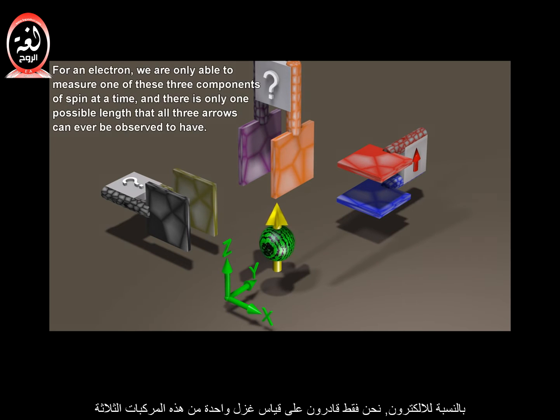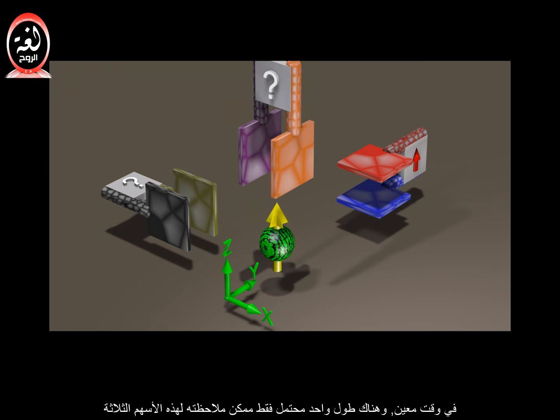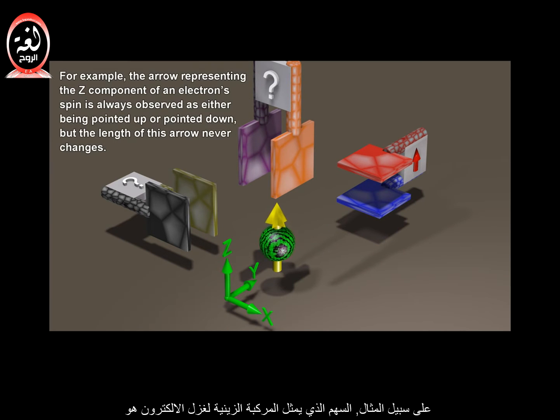For an electron, we are only able to measure one of these three components of spin at a time, and there is only one possible length that all three arrows can ever be observed to have. For example, the arrow representing the z component of an electron's spin is always observed as either being pointed up or pointed down, but the length of this arrow never changes.